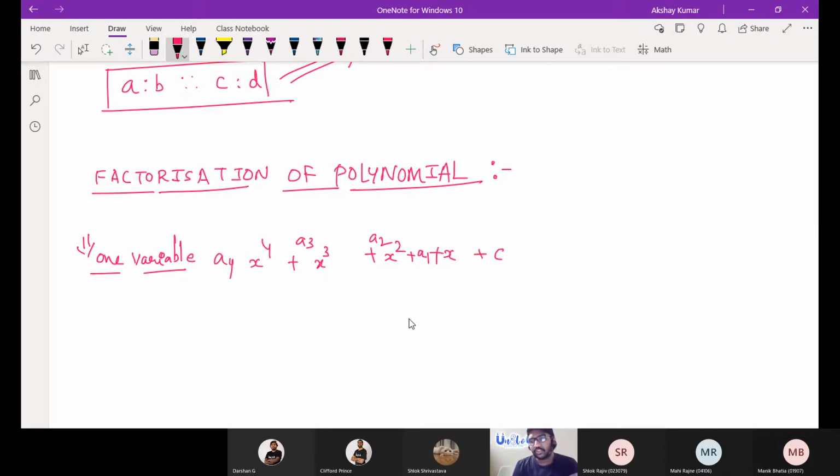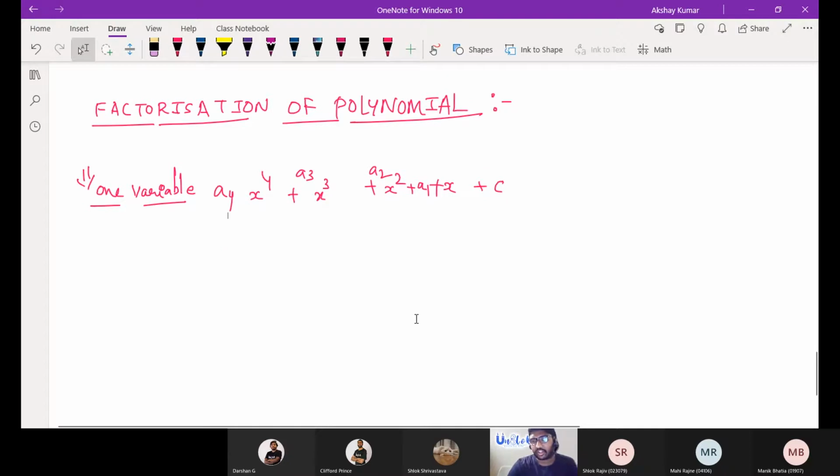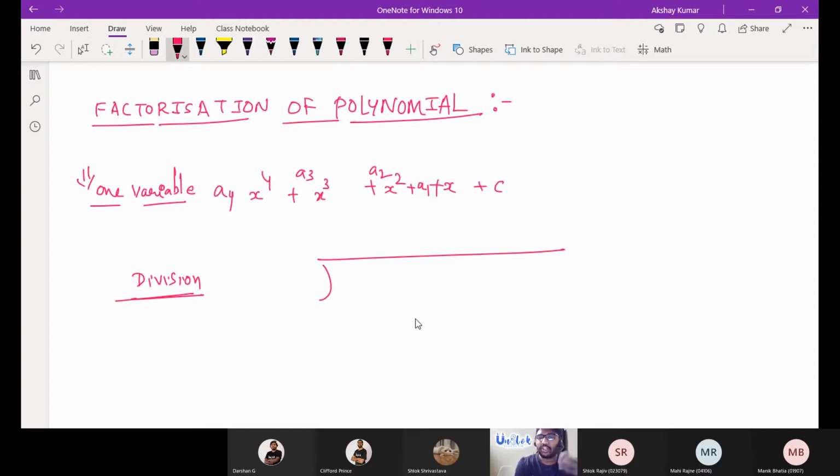Now here, how do you find factors? If you want to find factors, you need to do division. You can divide one expression by another expression, and you had already learned how to do the division. Have you learned division of an algebraic expression before? Yes, in eighth. So when I give you two expressions, one in the numerator and one in the denominator, you know how to do the division.